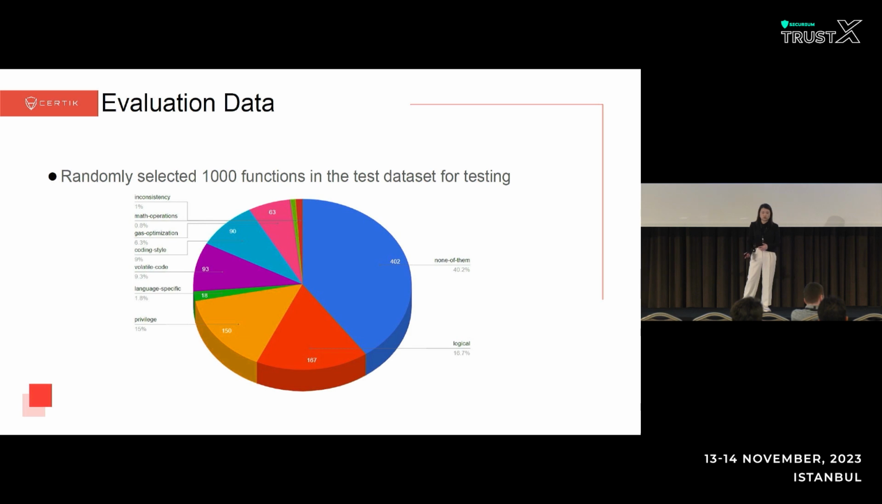Now, before we share the results, we have to say a little about the evaluation datasets, right? We randomly selected 1,000 functions for the testing data. You can see that around 40% of them are non-vulnerable, meaning they have no vulnerable functions, and the remaining 60% is not equally distributed across the 8 different vulnerability categories. But many of them come from privilege access and logical issues.